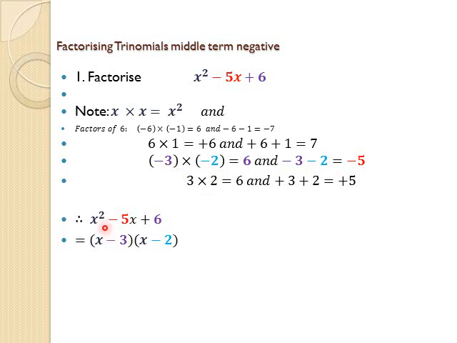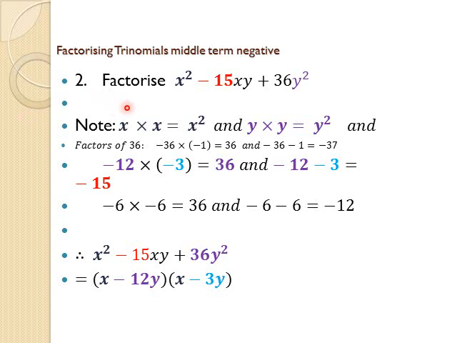So if I factorize, x squared is simply x times x. Because my middle term is negative and my last term is positive, my signs are negative negative, and I have 3 times 2, which gives me 6. So minus 3x minus 2x then gives me minus 5x.